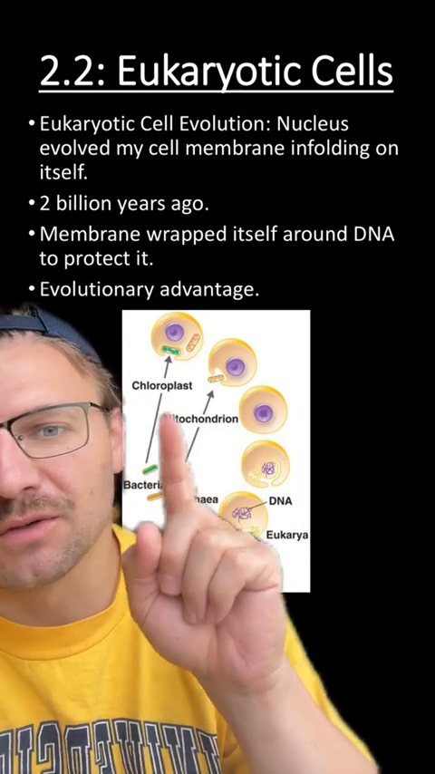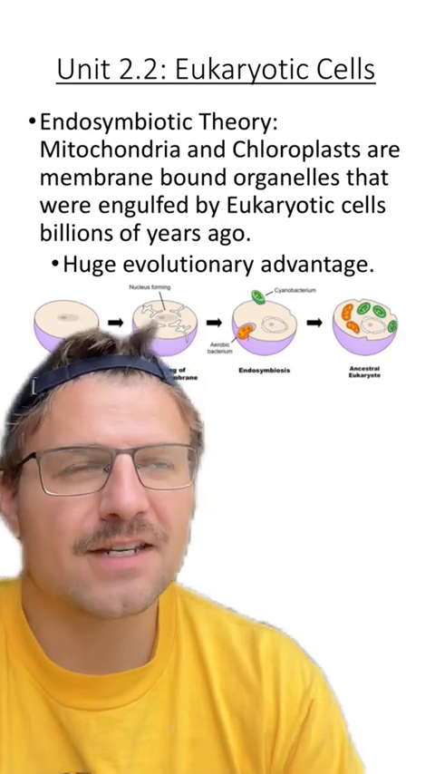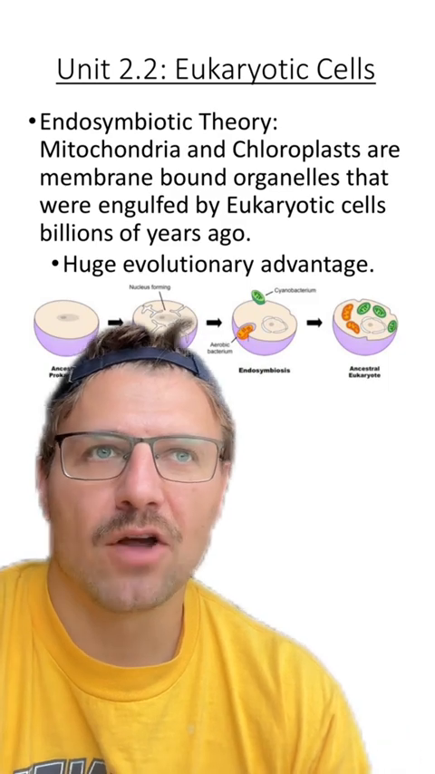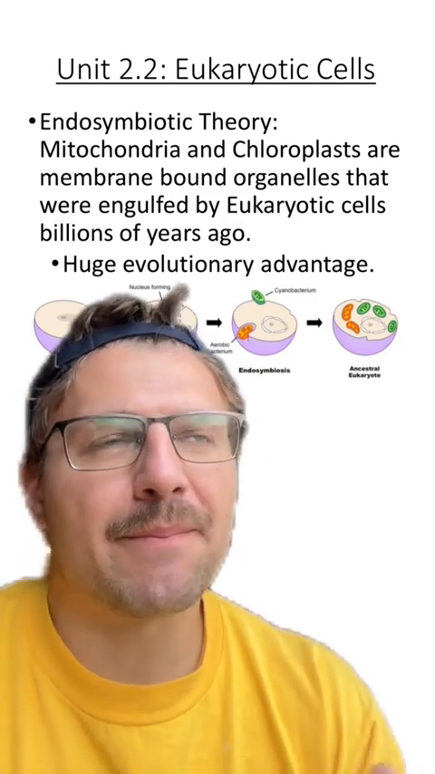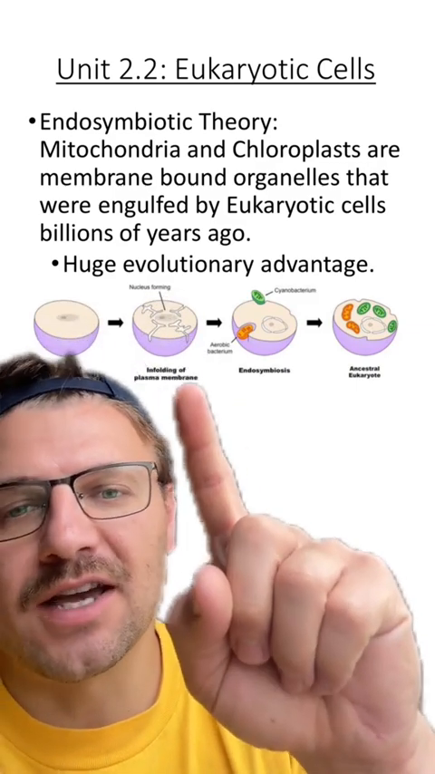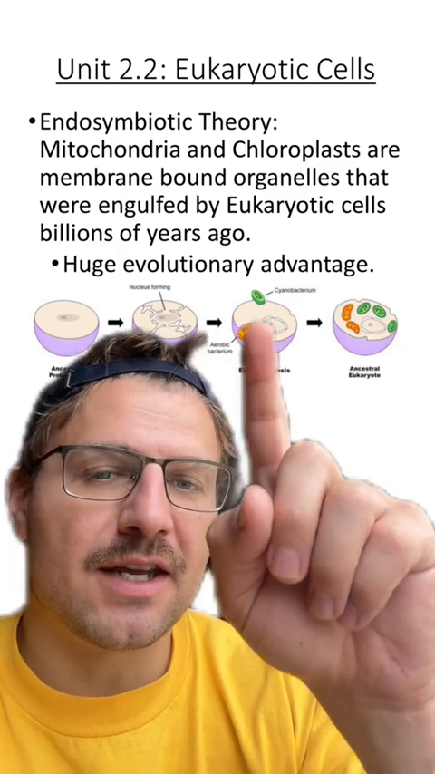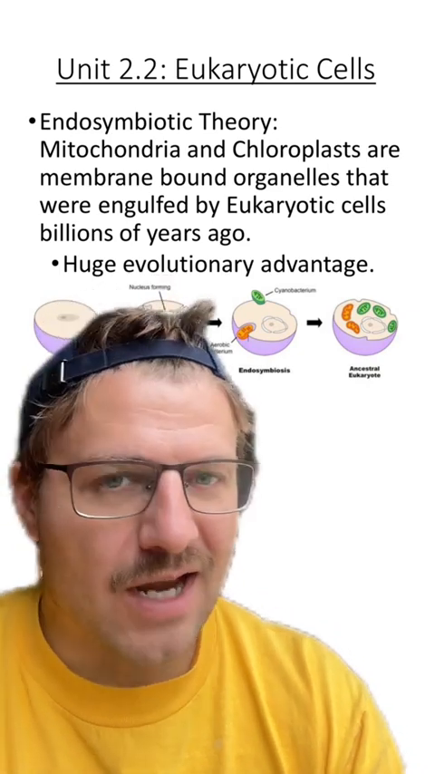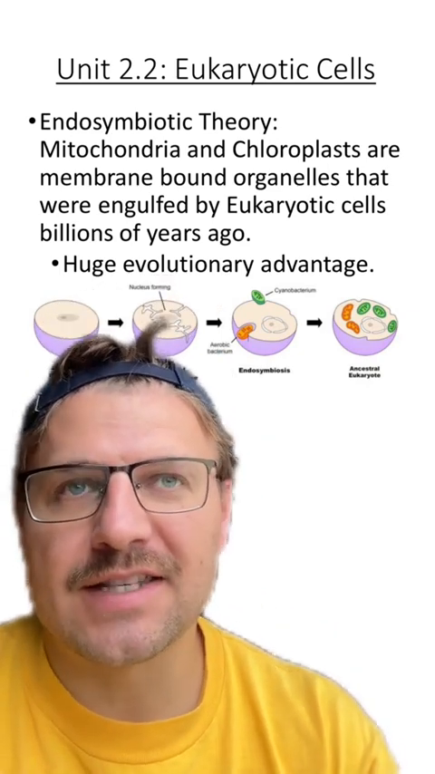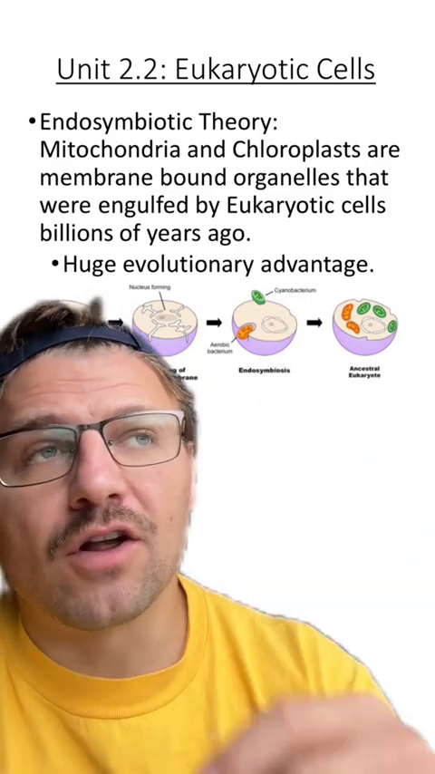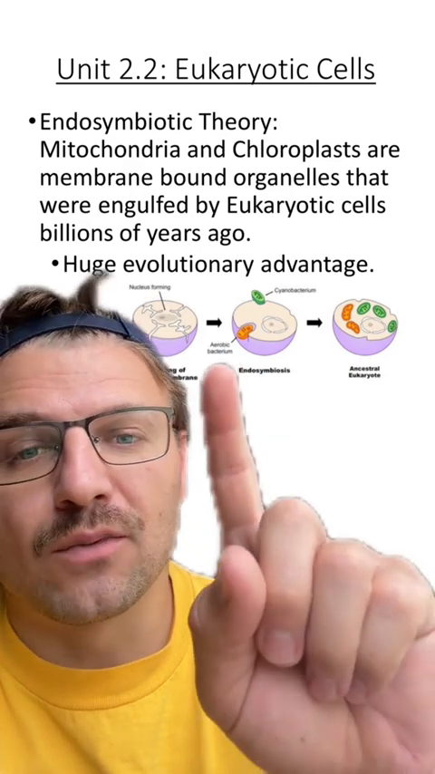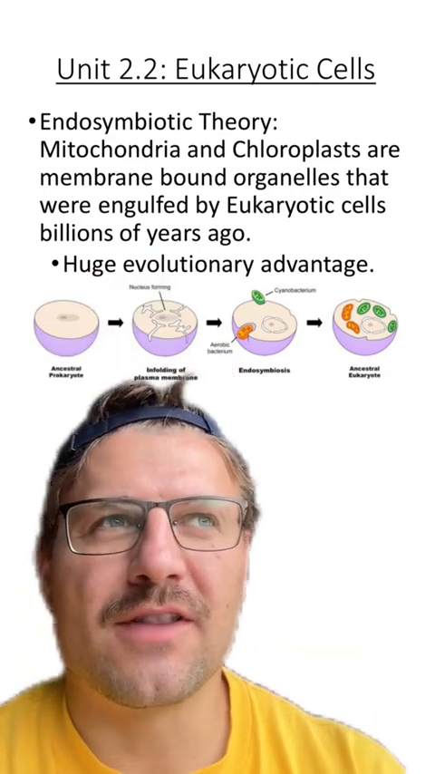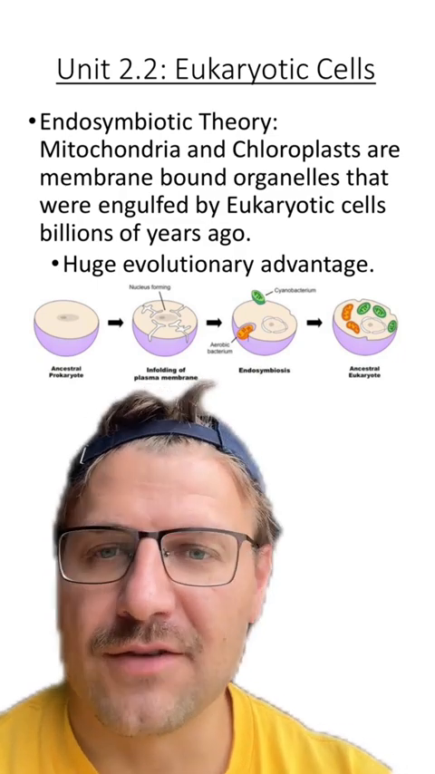Now, this infolding and the production of a nucleus occurred before something called the endosymbiotic theory, which talks about how the chloroplast and mitochondria may have evolved. This endosymbiotic theory is basically how mitochondria and chloroplasts evolved within our eukaryotic cells. What happened was billions of years ago, a eukaryotic cell engulfed an aerobic bacteria and a cyanobacteria, and instead of destroying them or eating them, they kept them around. This was a huge evolutionary advantage because this cyanobacteria would later evolve into modern-day chloroplasts, while this aerobic bacteria would evolve into today's mitochondria.